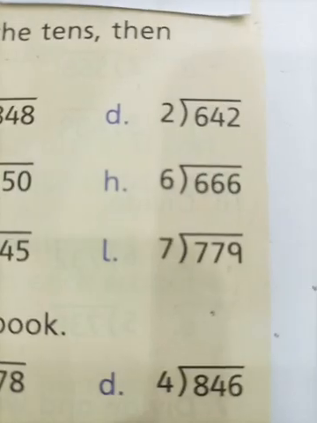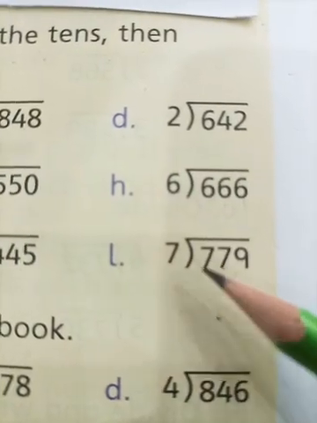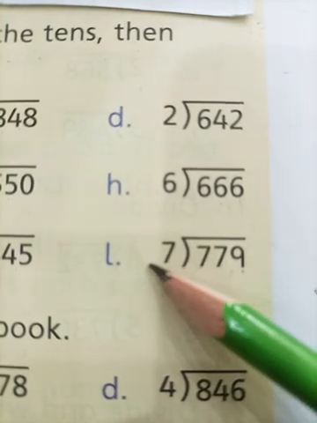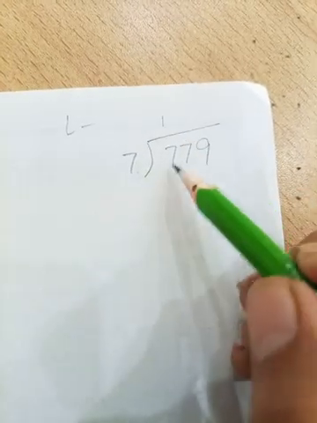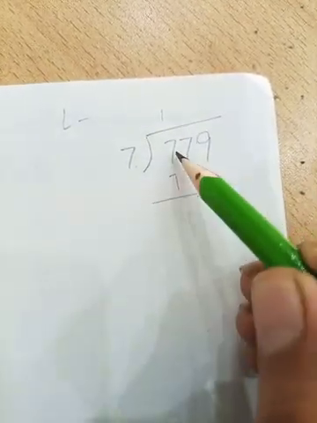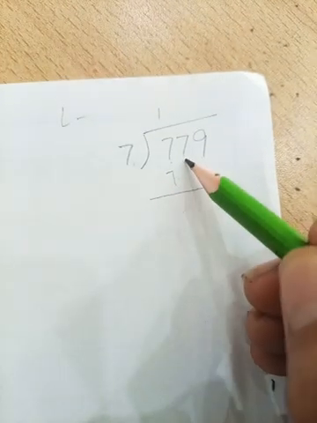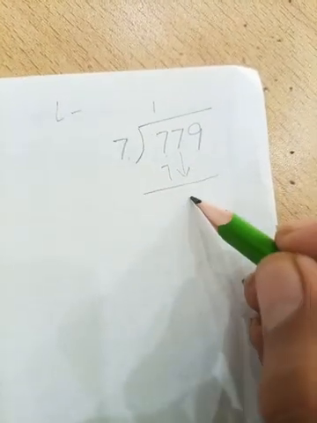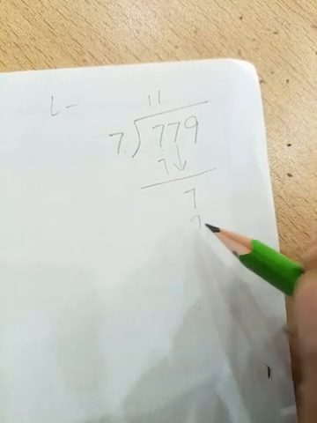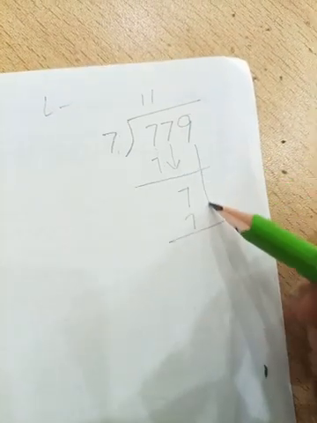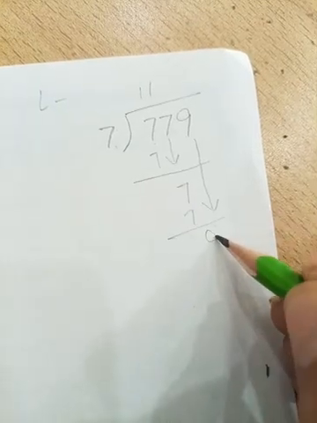Next is part L, in which we are going to divide 779 by the number 7. Here we are dividing 779 by the number 7. So students, firstly we will divide our hundreds. 7 ones are 7. Next step is subtraction. 7 minus 7, that is 0. So we will take our tens down here, that is again 7. So 7 ones are 7. In the next step, we are taking our ones down here, that is the 9.